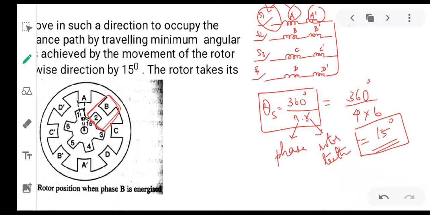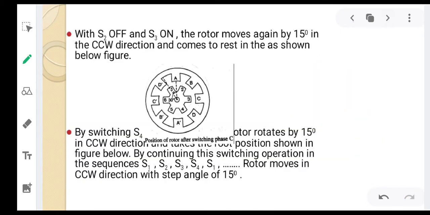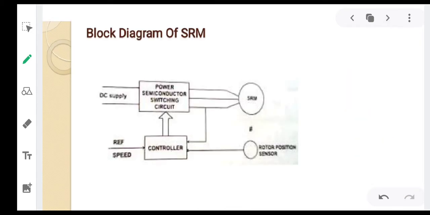Again you are exciting S3. What happens in exciting S3? All other switches are open and S3 is closed, so C dash will be excited. Therefore, again the rotor will move slightly in the anti-clockwise direction by an angle of 15 degrees, and this way the rotor continues to rotate. So this is the basic principle.